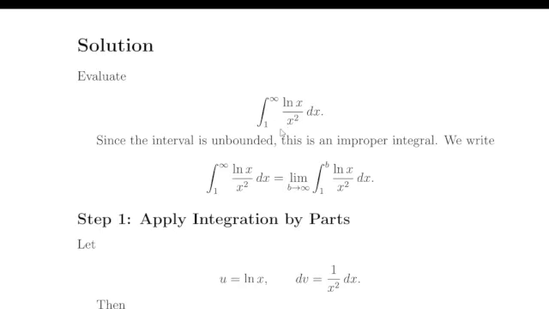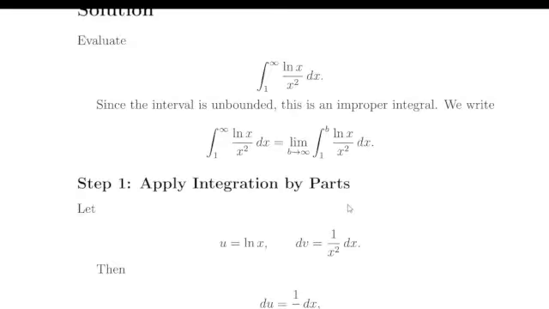In this video, we want to evaluate the integral from 1 to infinity of natural log x over x squared dx. Because this is an improper integral, we're going to rewrite this as a limit as b approaches infinity of the integral from 1 to b of ln x over x squared dx.